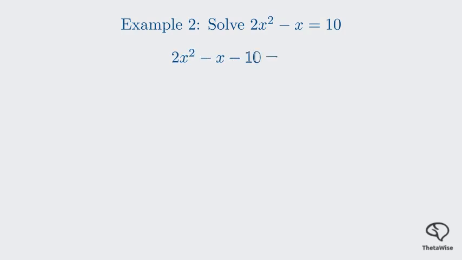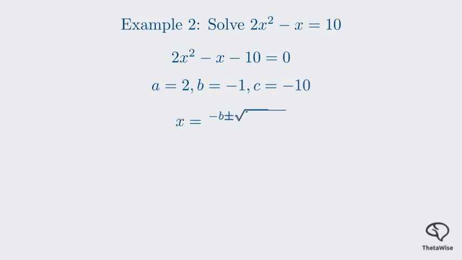Let's try another example. This time, the equation is 2x squared minus x equals 10. Just like before, we need to put it into standard form first. We'll subtract 10 from both sides to get 2x squared minus x minus 10 equals 0. Now, let's identify a, b, and c. The coefficient of x squared, a, is 2. The coefficient of x is negative 1, so b is negative 1. And the constant term c is negative 10.